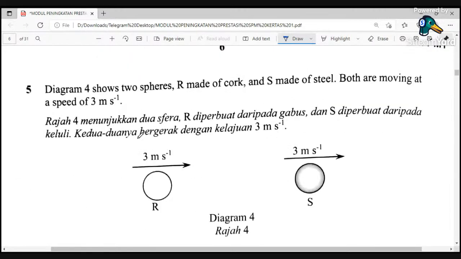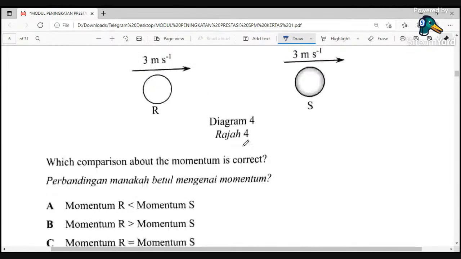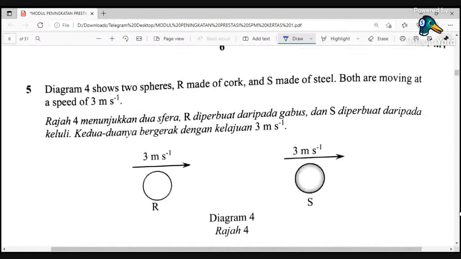Okay, number 5, diagram 4 shows two spheres, R made of cork and S made of steel. Both are moving at a speed of 3 meters per second. Which comparison about the momentum is correct? So you must know the formula for momentum is P equals mv. When you want to discuss the value of momentum, you just look at the value of mass and velocity.